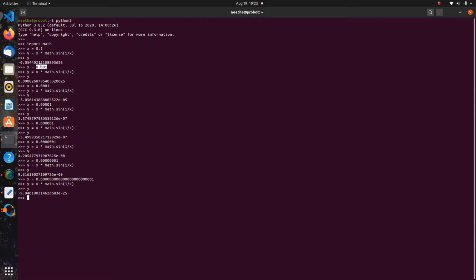When x is equal to 0.001, you get 0.000082, and with the next smaller values you're getting minus 3.05, then 3.574, then minus 3.49 into 10 to the power of minus 7, then 4.25 into 10 to the power of minus 8, then 9.316 into 10 to the power of minus 9, and with uncounted zeros, you're getting minus 9.94 into 10 to the power of minus 25. So as you can see, it's not really touching 0.